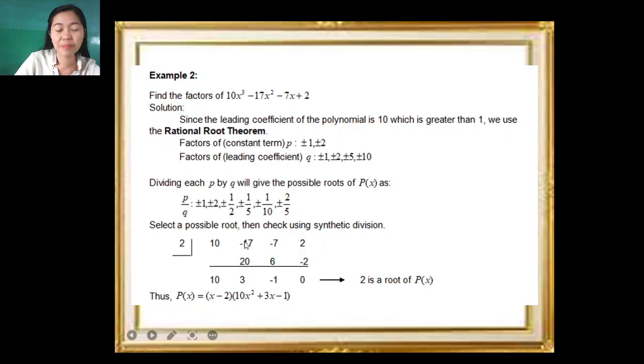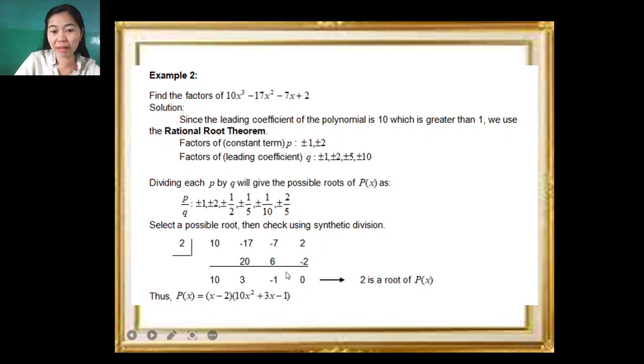We have 20. Negative 17 plus 20, we have 3. 3 times 2 is 6. And then, negative 7 plus 6 is negative 1. Negative 1 times 2 is negative 2. And then, positive 2 plus negative 2 is 0. So, ayan, lumabas agad yung 0. Ibig sabihin, meron tayong root at ang root ay 2.